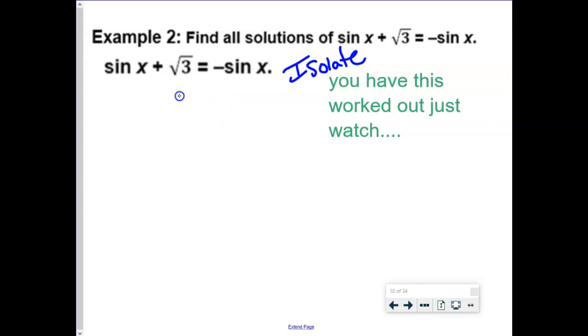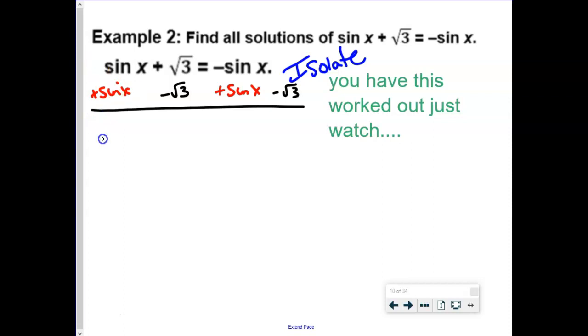And here's how I know we have to isolate. I'm looking through this question and I see just a sine function. I don't see anything else. No other functions. I don't see a sine squared. So when you have an equation where there's just a singular function, not squared, not something else with it, you just have to isolate the sine function. I can do that. I'm going to add the sine over here. And while I'm isolating, I'm going to go ahead and subtract the square root of 3 over here. So that gives me 2 sine x, when I add those together, equals negative square root of 3.